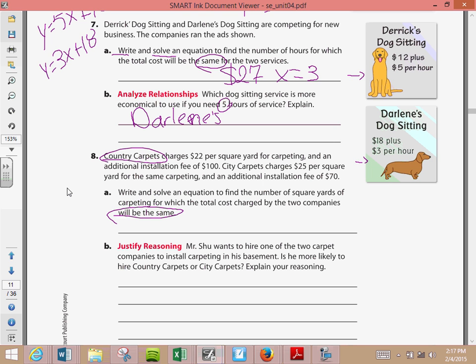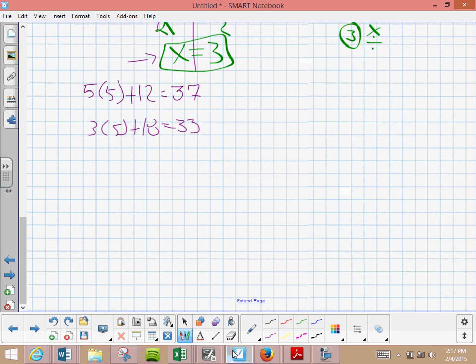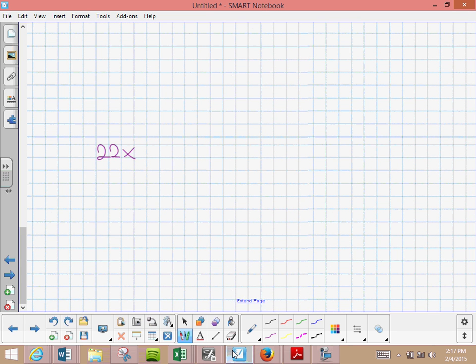So what is the equation for Country Carpets? What about the other one? So I'm going to bring those over here and put them together. So 22x plus 100 equals 25x plus 70. So again, our first step says to combine, right? Combine variables. And that automatically tells me I have to put all the x's together. And I want them on the left side, right?